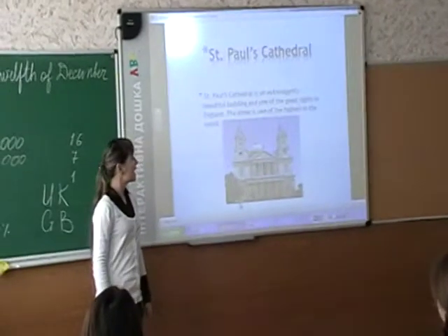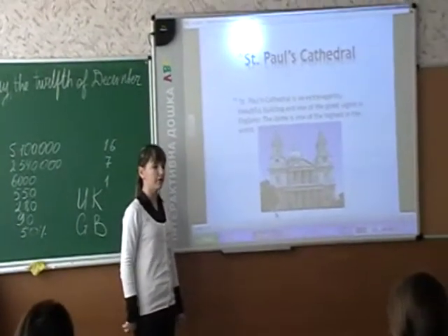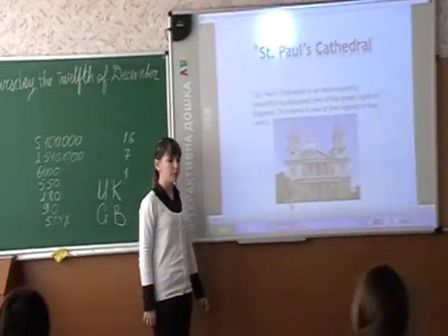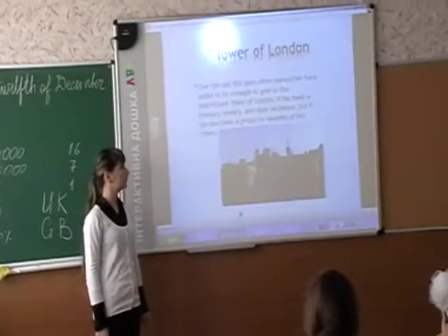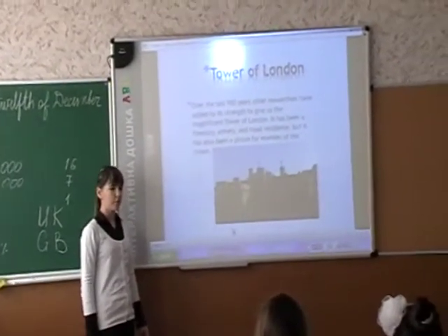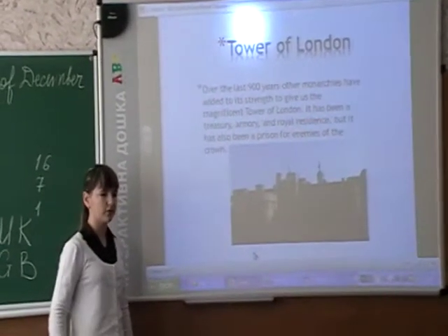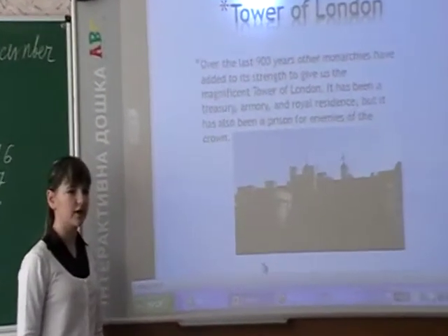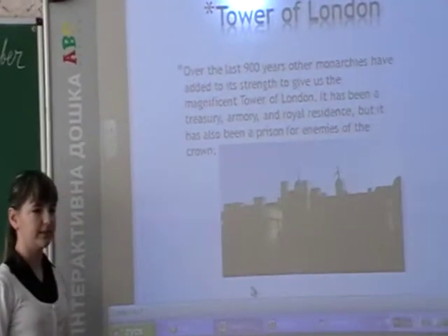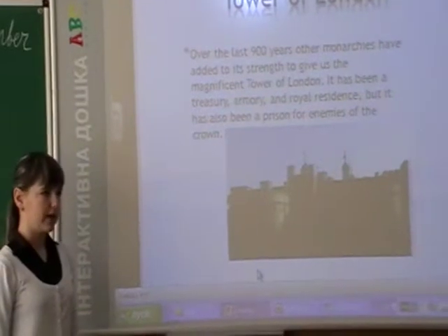England. St. Paul's Cathedral is an extravagantly beautiful building and one of the great sights in England. The dome is one of the highest in the world. Tower of London. Over the last 900 years, other monarchies have added to its strength to give us the magnificent Tower of London. It has been a treasury, armory, and the royal residence, but it has been also a prison for enemies of the crown.